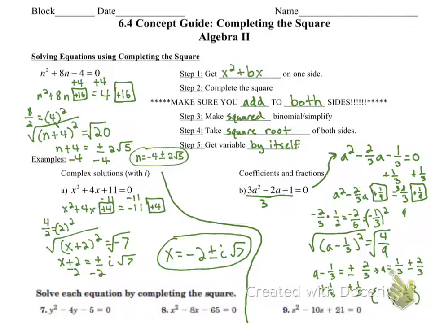Alright, those are a little different, but just remember, to do completing the square, a has to be 1. So you're just going to divide the whole thing by whatever a is. In this case, a was 3, so we divided the whole thing by 3.